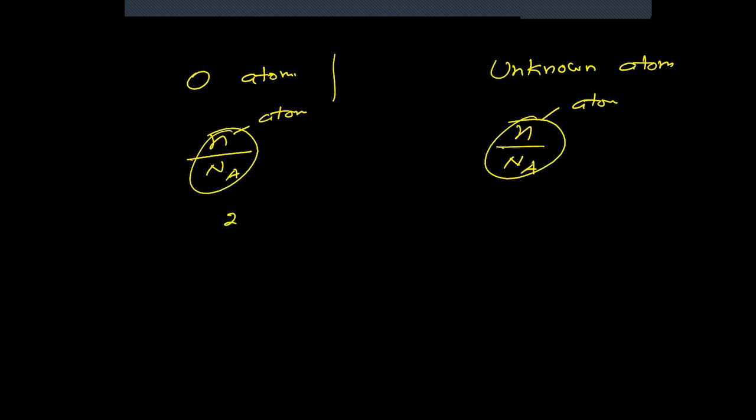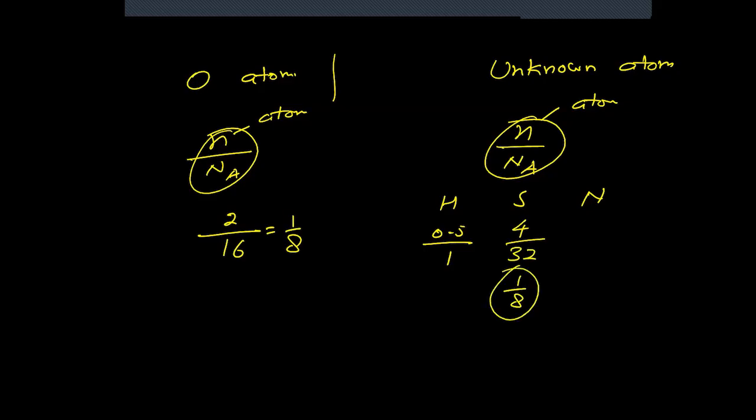So in 2 grams, the number of moles is 2 by 16. Now consider sulfur, hydrogen, nitrogen, or whatever was there. For hydrogen, it was given 0.5, so 0.5 divided by 1. It is not equal to 1 by 8. For sulfur, it is given 4 divided by atomic mass 32. Yes, it is 1 by 8, so this is the answer. Nitrogen, it was given 7 divided by 14, which is 1 by 2. It is not 1 by 8, so not the answer.